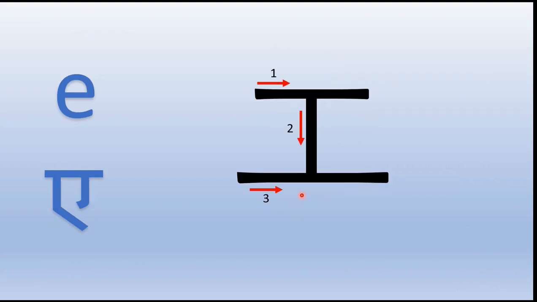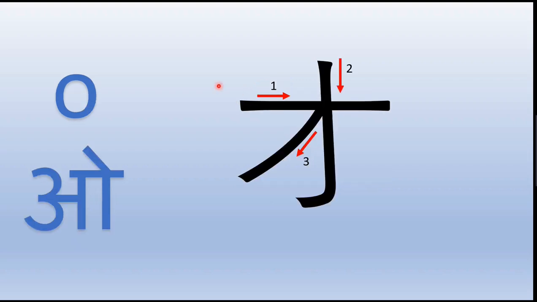Next is E. This is similar to the English capital I, but the difference is that the lengths of these two lines are not the same. This is shorter and this is longer than the first one. The first stroke is this horizontal line, the second stroke is this vertical line, and the third stroke is again a horizontal line, and the length of the third stroke is longer than the first stroke. This is E. Next we have O.